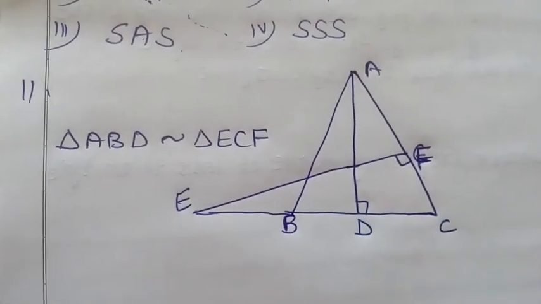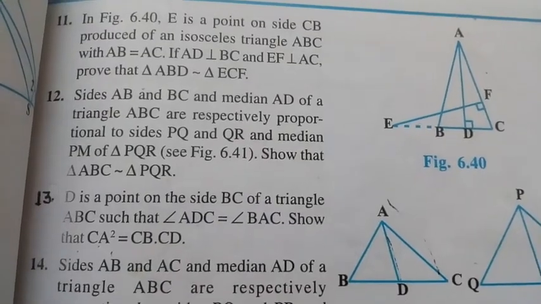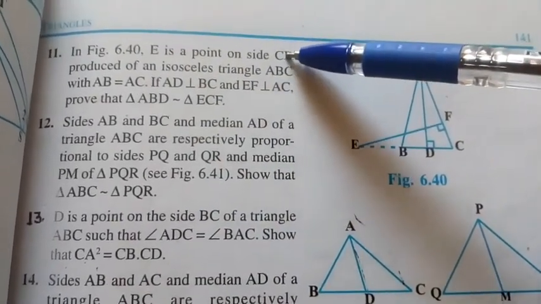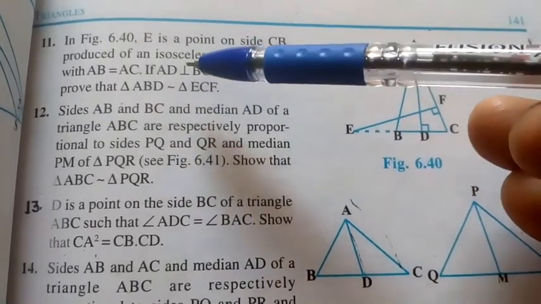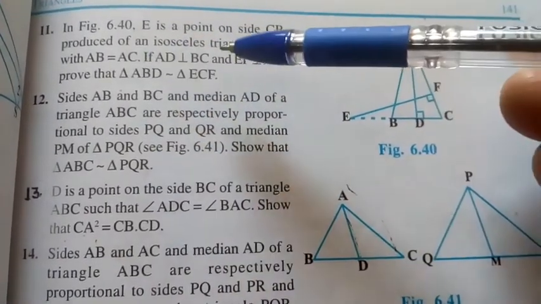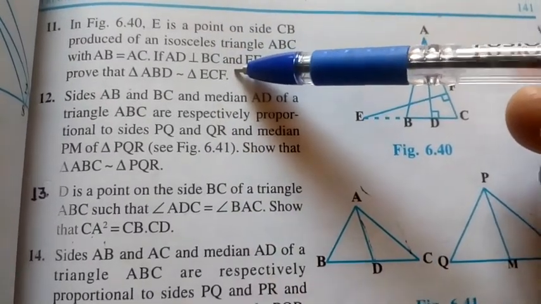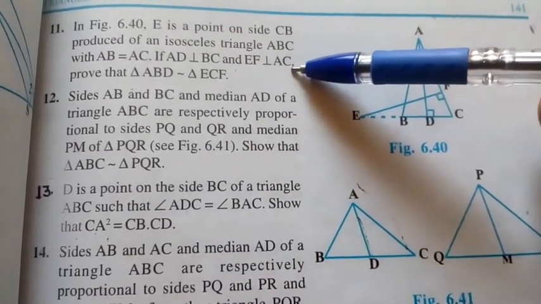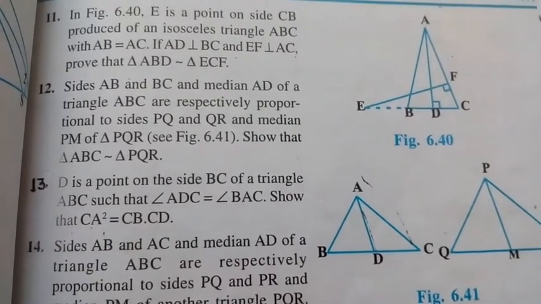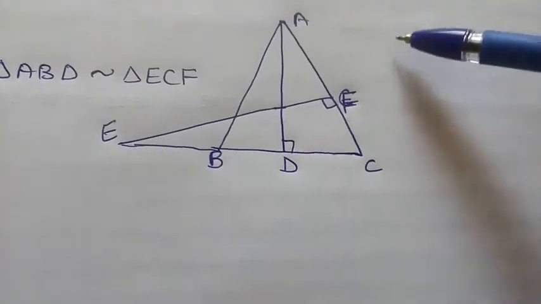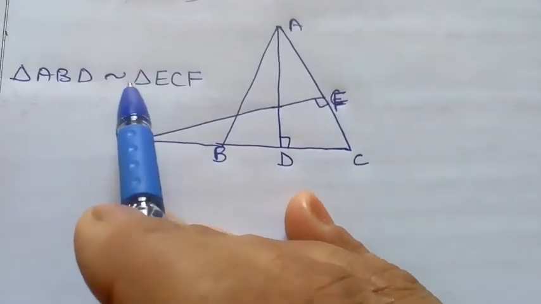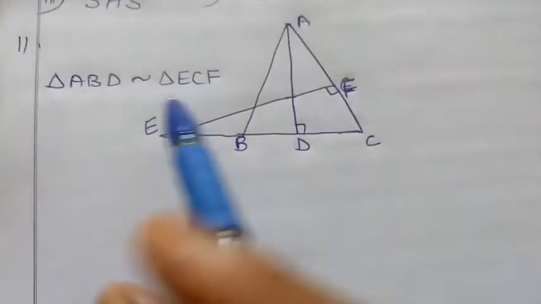Question number 11. In the figure, E is a point on the side BC produced of an isosceles triangle ABC, in which AB equals AC, AD is perpendicular to BC and BF is perpendicular to AC. Prove that triangle ABD is similar to triangle ECF. This is the figure. We have to prove that triangle ABD is similar to triangle ECF.